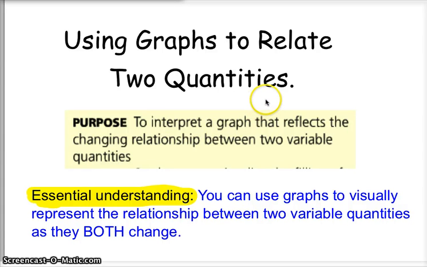Hello students, today we're going to talk about using graphs to relate two quantities. The purpose here is to interpret a graph that represents the changing relationship between two variables. Remember, a graph tells a story. The essential understanding that we're looking for you to get is that you can use graphs to visually represent the relationship between two variable quantities as they both change.